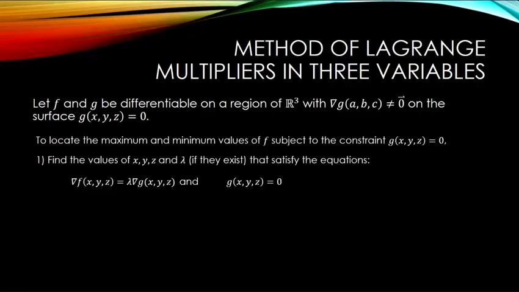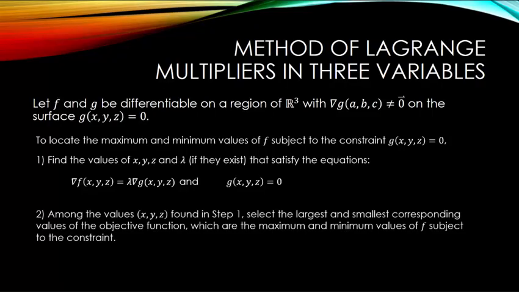Once I've identified the values of x, y, z, and lambda that satisfy these two equations, I will look at the values found in this step and select the largest and smallest corresponding values of the objective function, which then give me the maximum and minimum values of f subject to the given constraint.